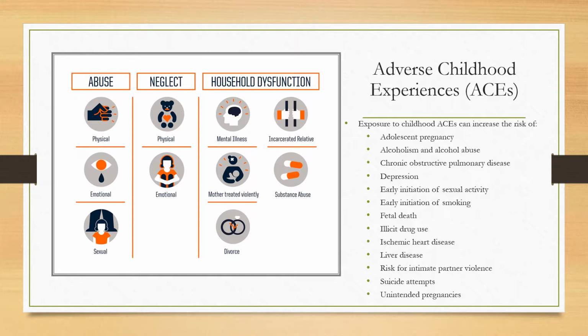And what we see is that exposure to those adverse childhood experiences can increase the risk of all of these things listed here. So adolescent pregnancy, alcoholism and alcohol abuse, health problems such as chronic obstructive pulmonary disease, mental health issues such as depression, engagement in risky behaviours such as early initiation of sexual activity, early initiation of smoking. It increases the chances of losing your child while pregnant. It increases the chances of illicit drug use, ischemic heart disease, liver disease, the risk of intimate partner violence, suicide attempts, and unintended pregnancies.